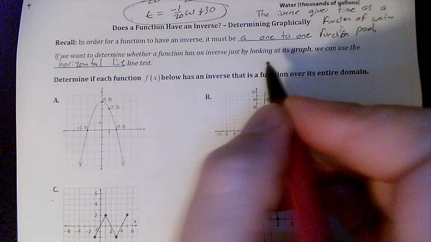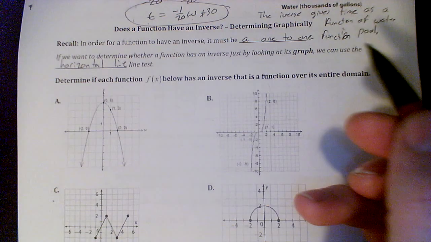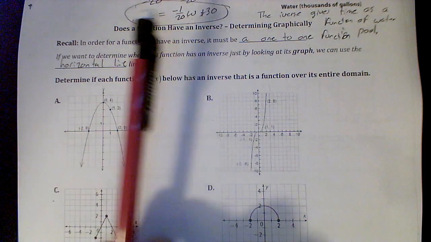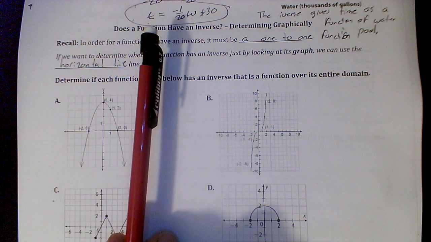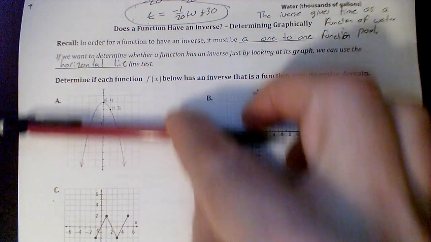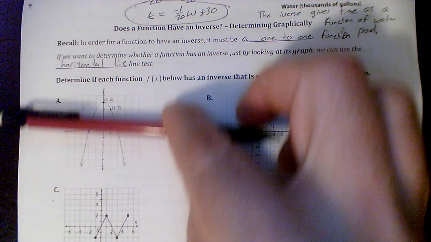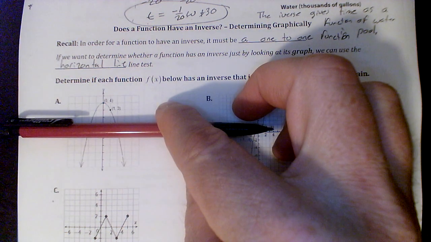If we want to determine if it has an inverse by looking at its graph, all we have to do is the horizontal line test. So we have two line tests. The vertical line test tells if it's a function, and the horizontal line test tells if the inverse is a function. So it doesn't pass. Look, it touches more than once, right there and right there.